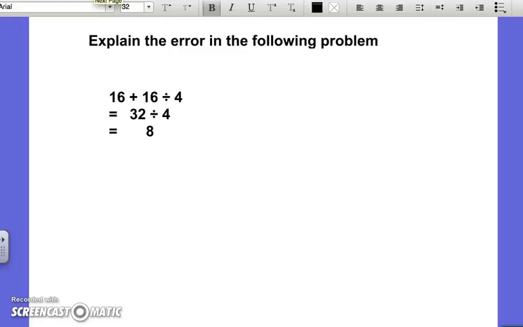Explain the error in the following problem. So notice here, we have addition, we have division. Which one should come first? You're right, it should be division first. So this should be 16 plus 16 divided by 4 is 4. So we should have 16 plus 4. And then 16 plus 4 is 20.